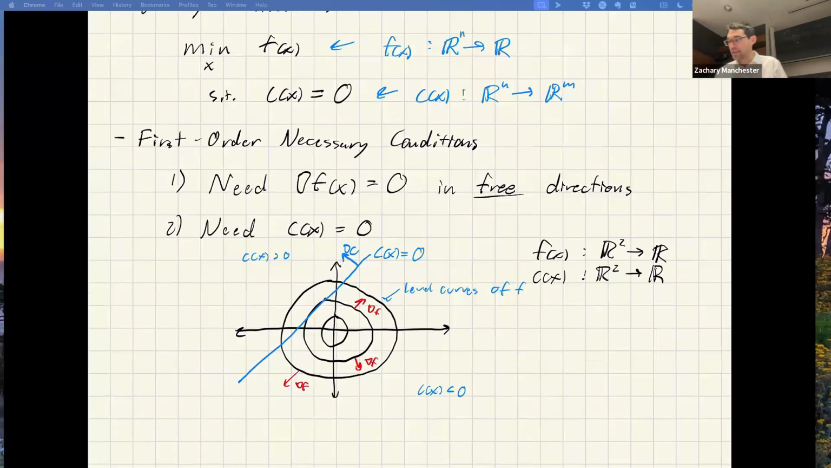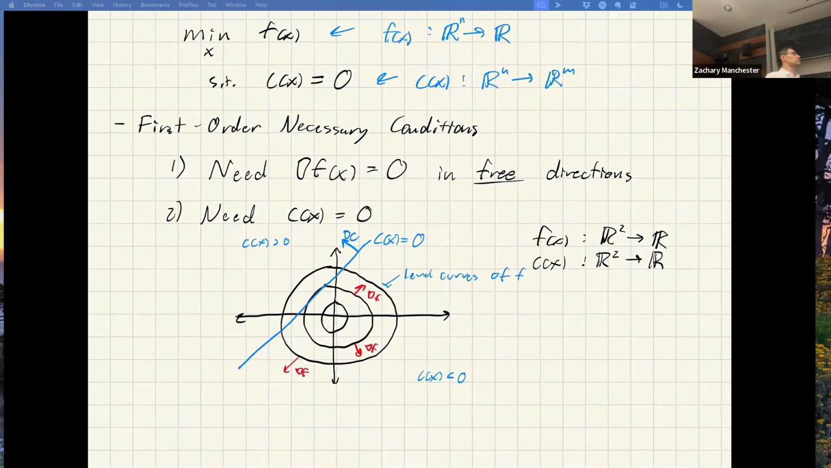Now let's think about this. Intuitively, I've got to be on that c of x equals 0 line, and I want to minimize the function on that line. Where's the minimizer? It's basically as close as I can get on the line to the minimizer, so it's going to be over here. Okay, now we're getting somewhere interesting.